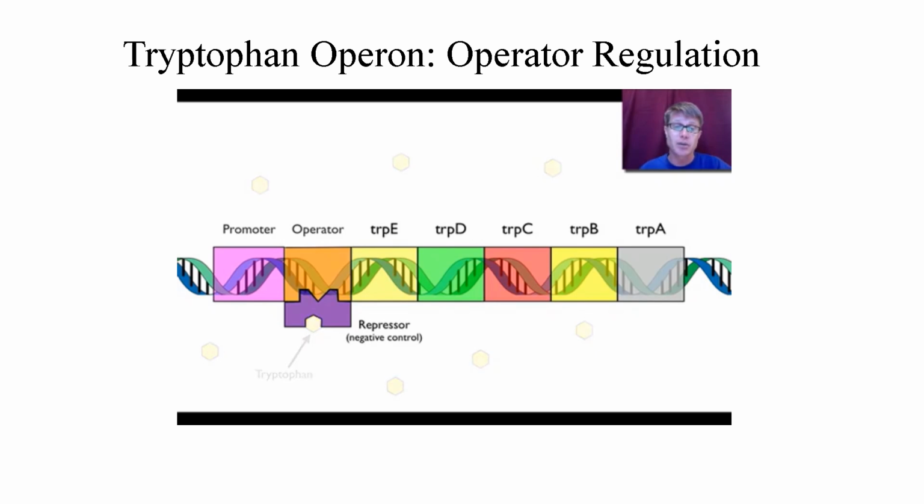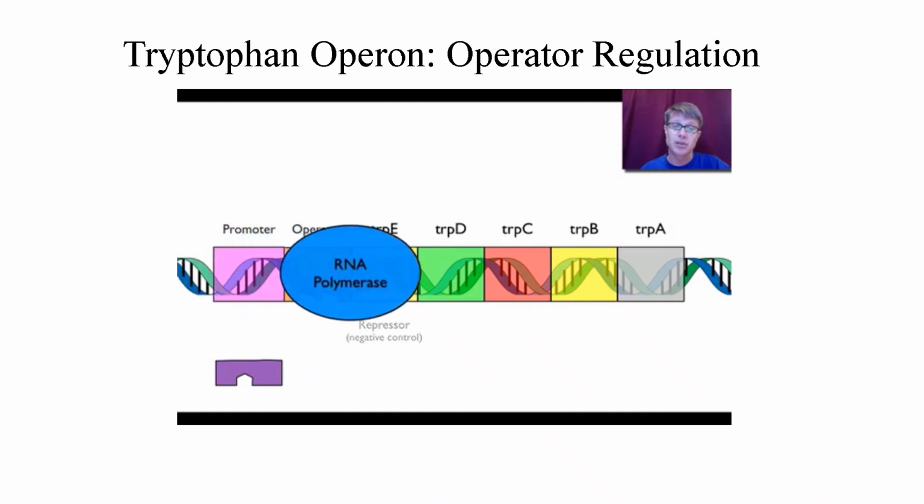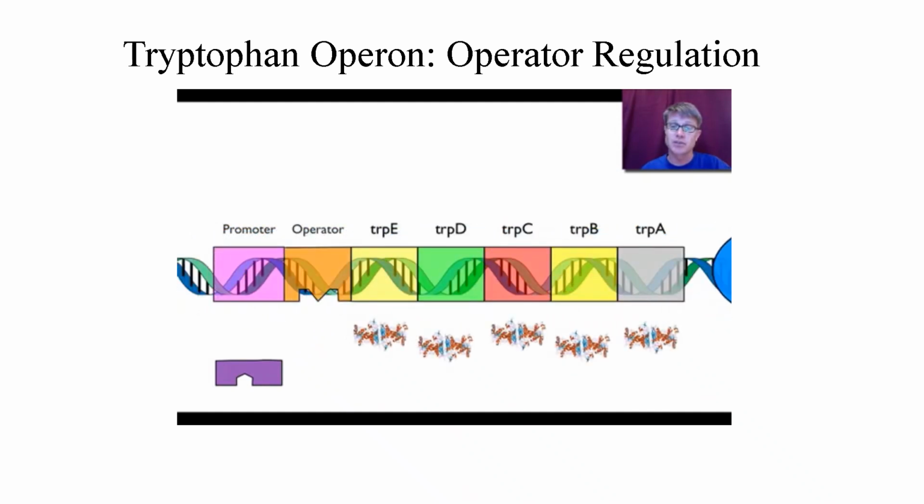But let's say, for example, that your diet doesn't have tryptophan, so you're not getting tryptophan in your diet. What does the bacteria do? Well, now the repressor is going to change shape. That allows RNA polymerase on. RNA polymerase is going to quickly make those 5 proteins, and then those 5 proteins are going to make more tryptophan. So the tryptophan fits again, and it's going to turn off.